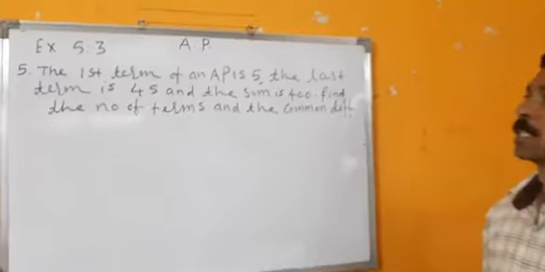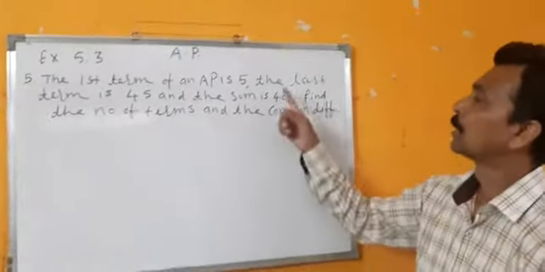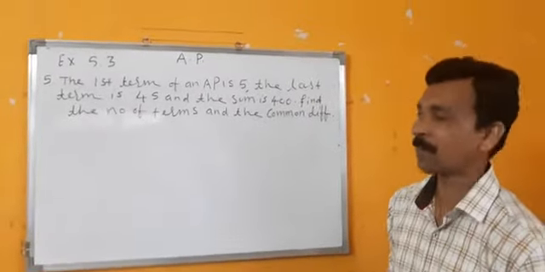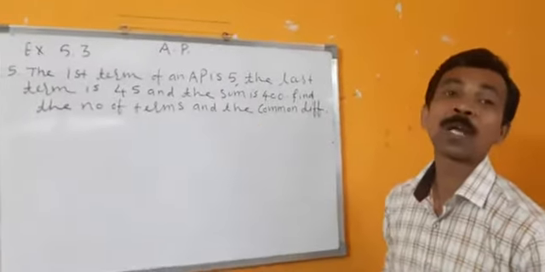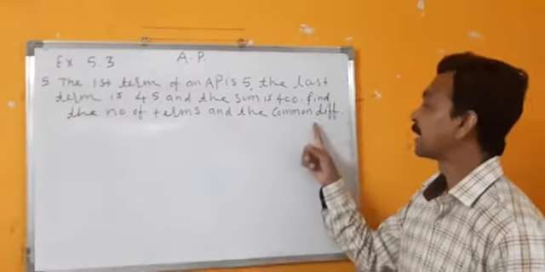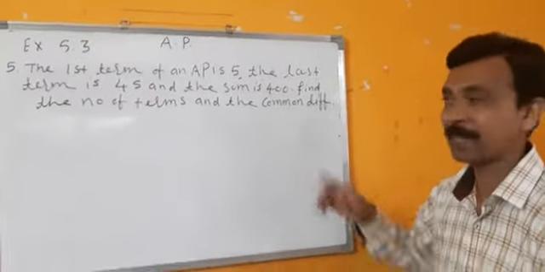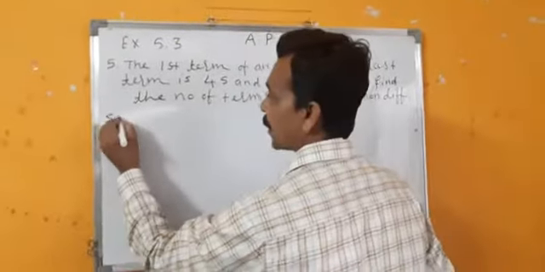Fifth sum. The first term of an AP is 5. The last term is 45 and the sum is 400. Find the number of terms and the common difference.